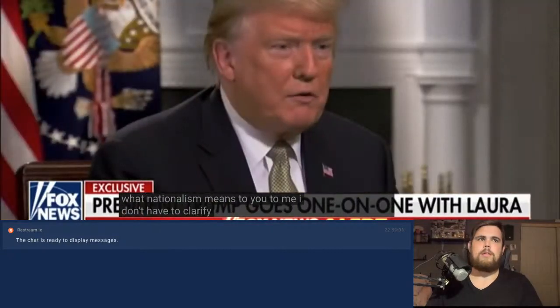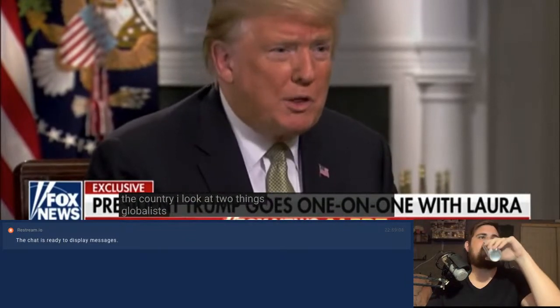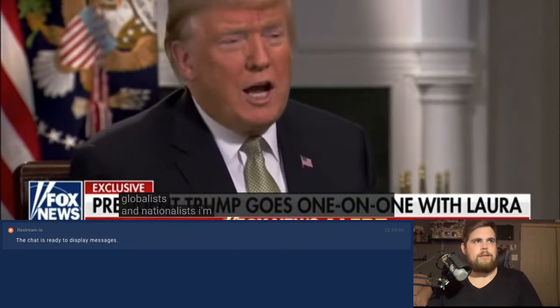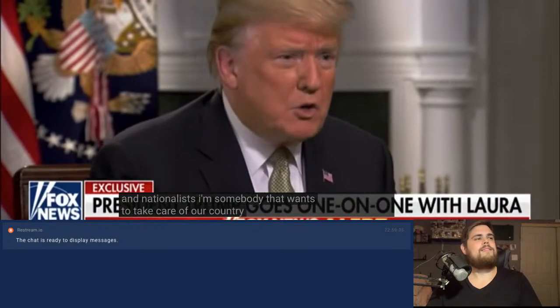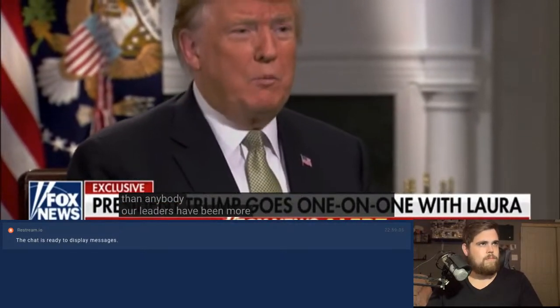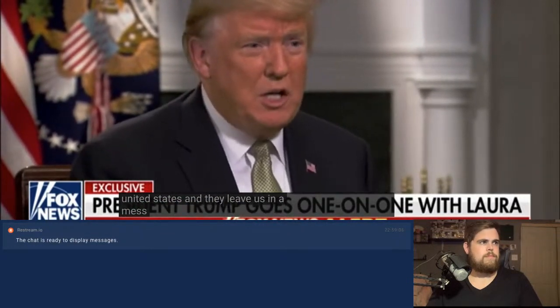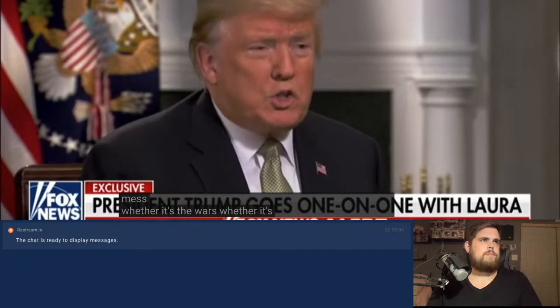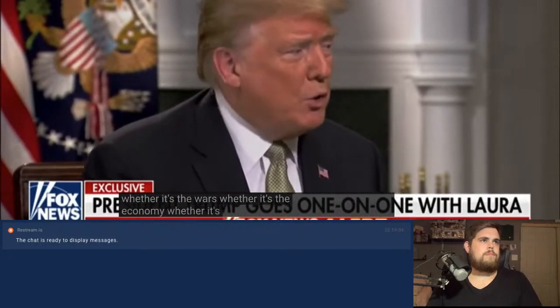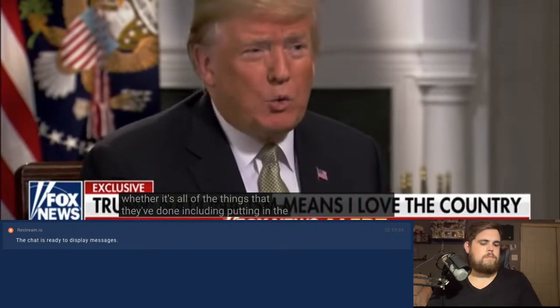Nationalism means to you? To me, I don't have to clarify. It means I love the country. It means I'm fighting for the country. I look at two things: globalists and nationalists. I'm somebody that wants to take care of our country because for many, many years, you know this better than anybody, our leaders have been more worried about the world than they have about the United States, and they leave us in a mess. Whether it's the wars, whether it's the economy, whether it's debt, whether it's all of the things that they've done, including putting in the wrong Supreme.